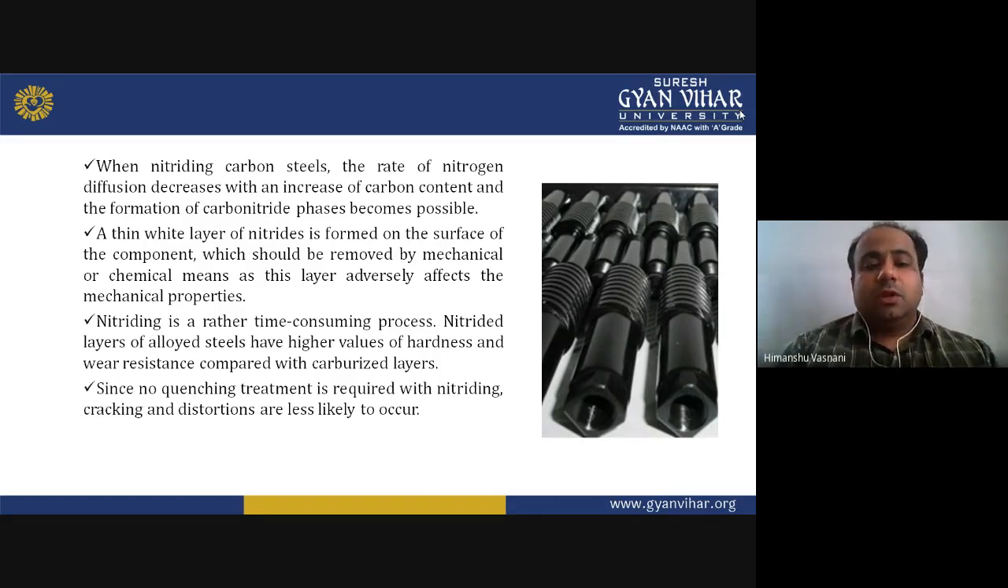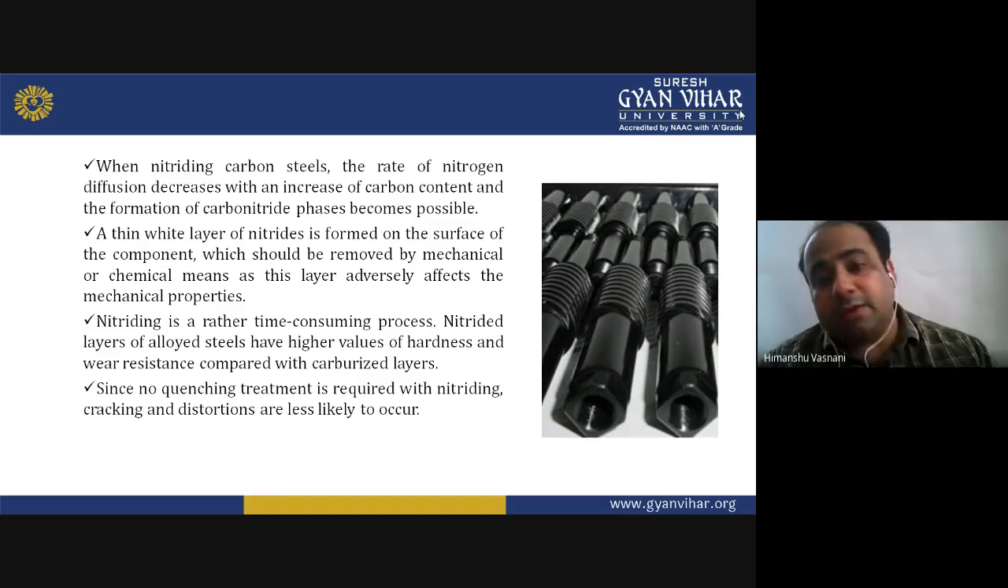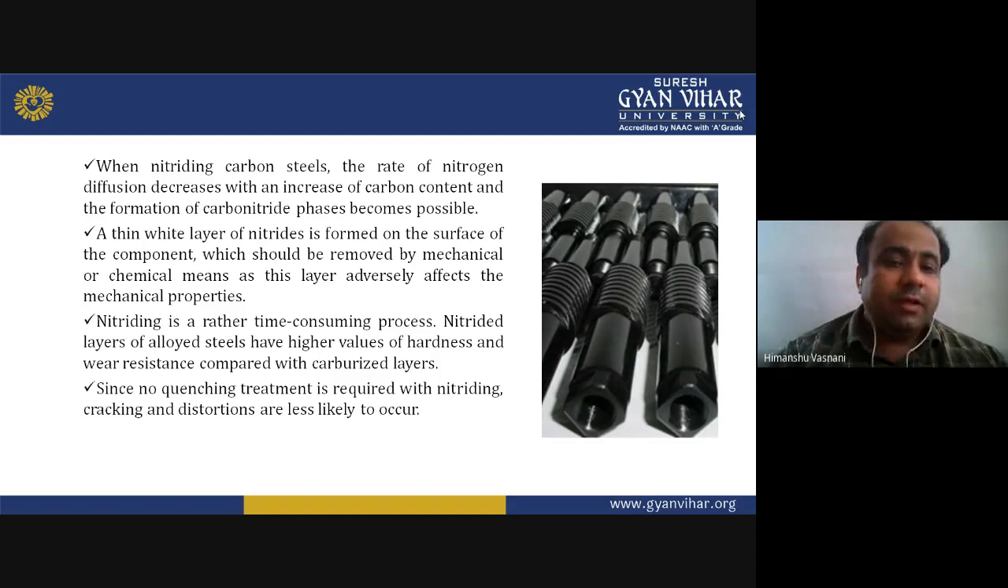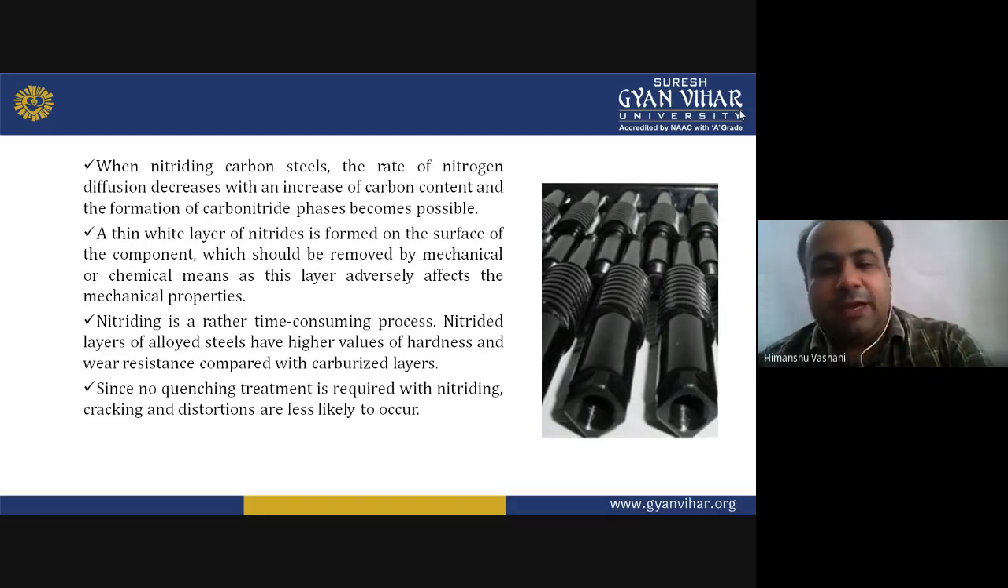Since no quenching treatment is required with nitriding, cracking and distortion are less likely to occur. Here comes another positive attribute of nitriding: there is no quenching treatment, so the issues of cracks and distortion are less likely to occur.